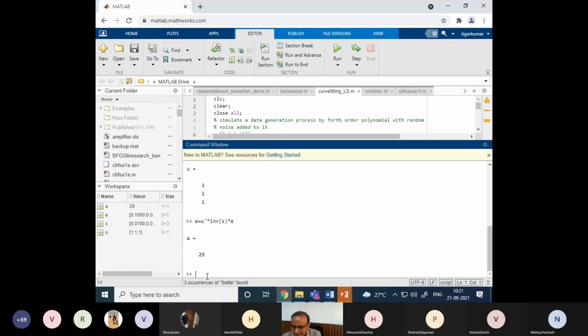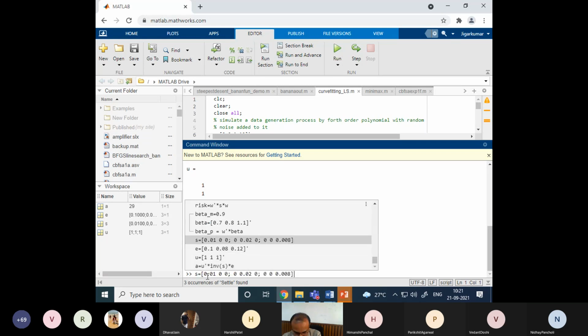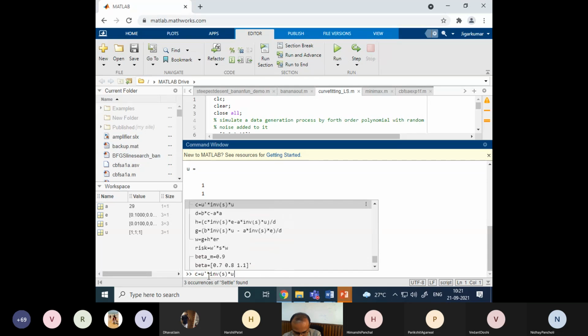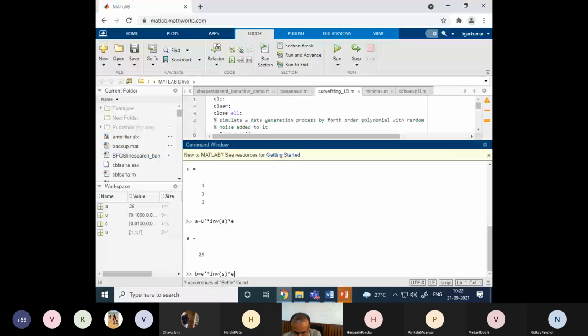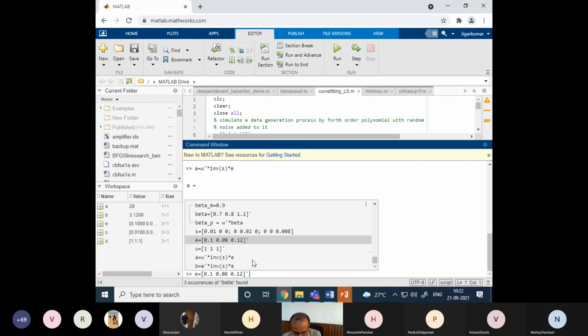Okay. Then similarly B. Let me go to B. What is B in theory? B is E transpose sigma inverse E. So I have to write E dash inverse of S into E. Press enter. So you get B, then C.